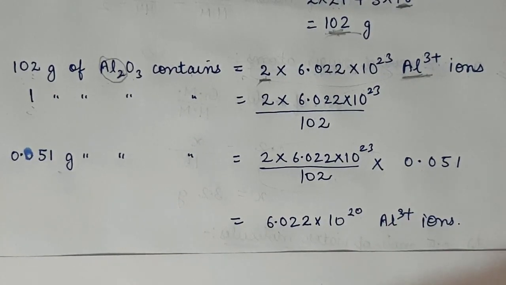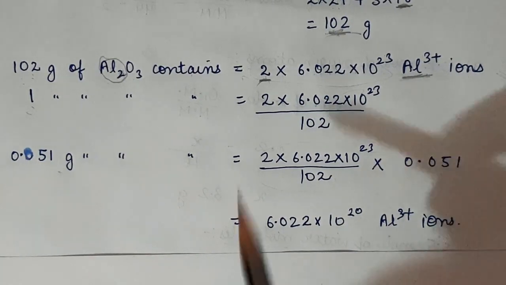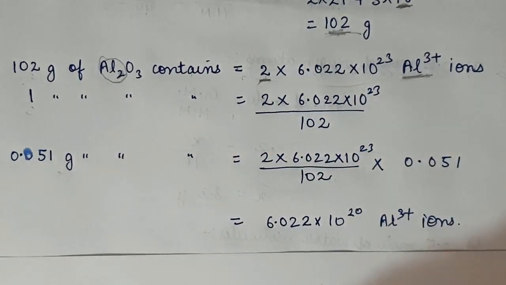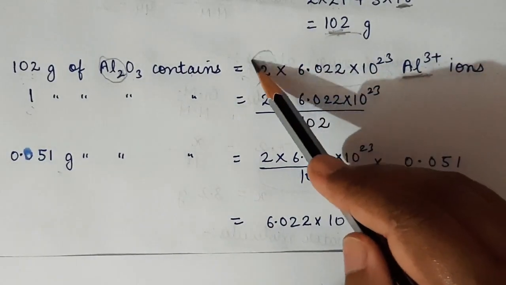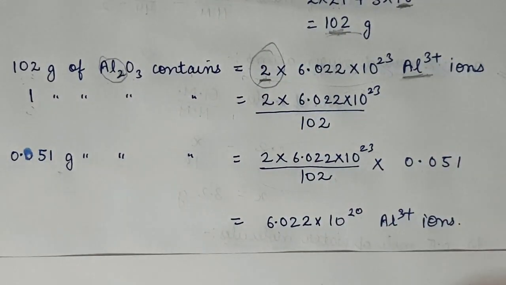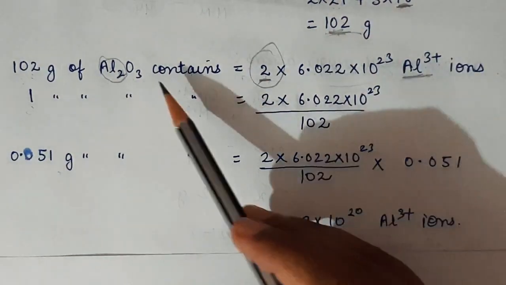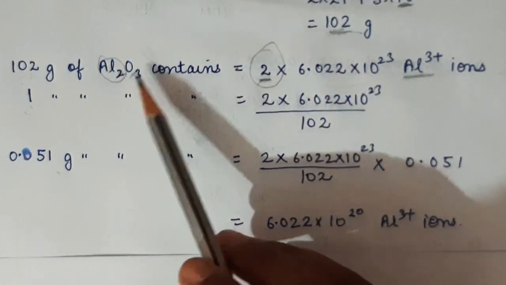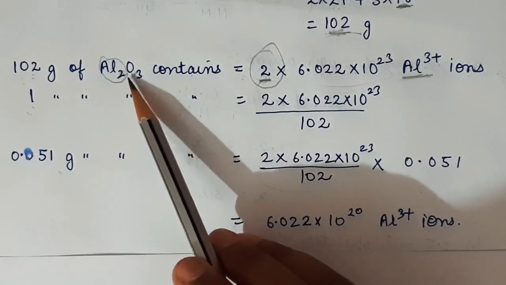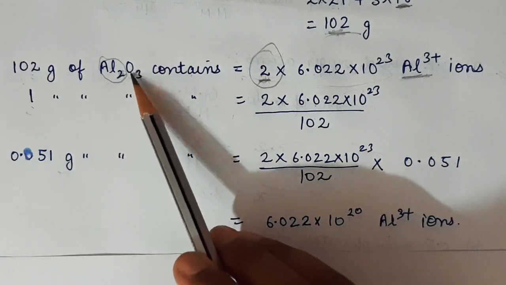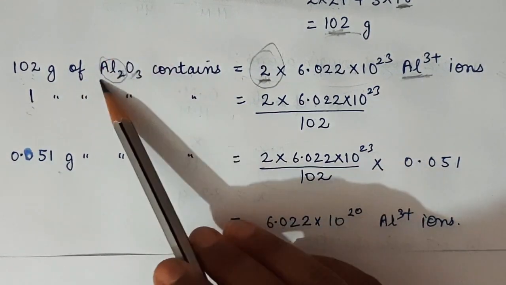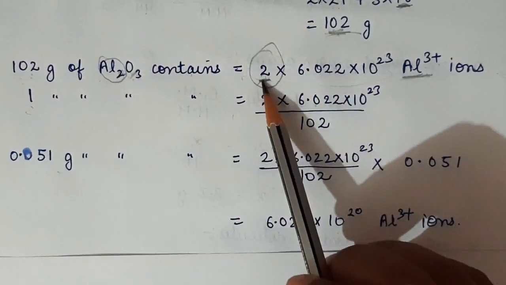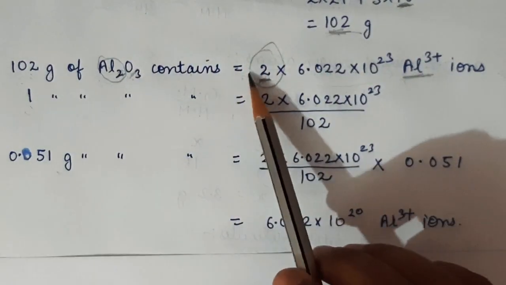Okay, you can adopt any method. Either you can apply the unitary method or you can apply the formula directly. But do not forget to multiply by 2 because we are asked for aluminium ions. If you are asked for oxygen ions, you will be multiplying by 3. Why? Because for oxygen, there are 3 atoms of oxygen in aluminium oxide. So for oxygen ion, you will be multiplying by 3. For aluminium ions, you will be multiplying by 2.